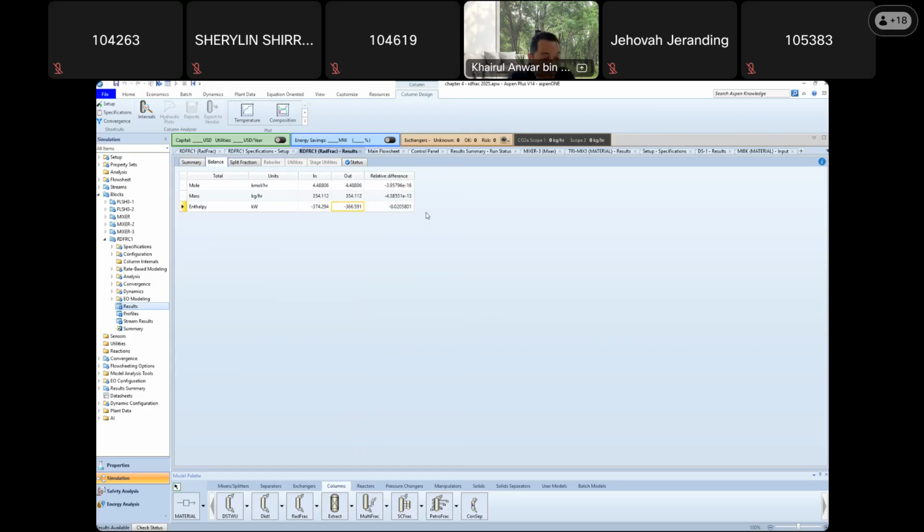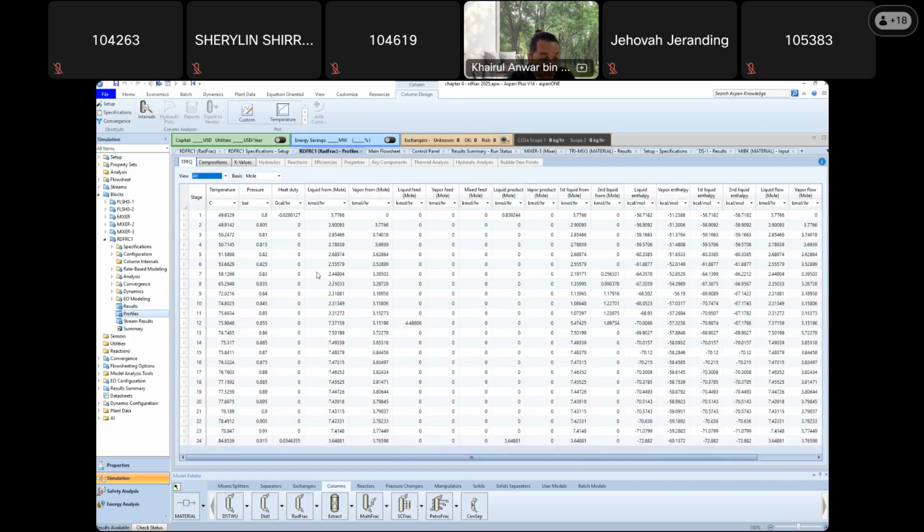Finally, under the profile sheet of the column, ASPEN Plus will present a summary of the operating condition for this simulation.